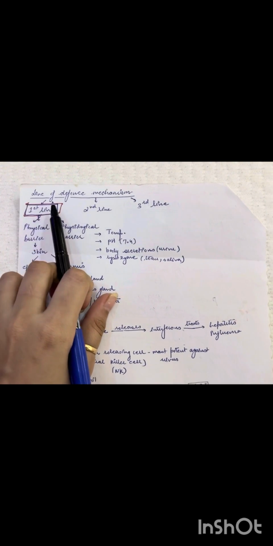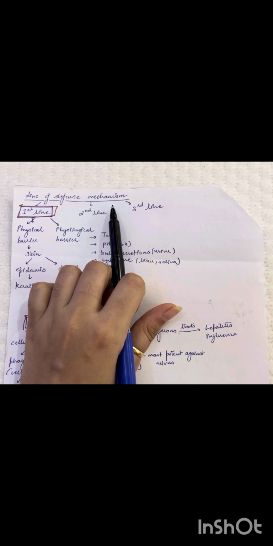getting a vaccine. On the other hand, how is passive immunity acquired? You receive ready-made defense. Those are antibodies, naturally from mother to the fetus, or artificially receiving ready-made antibodies like antisera, antitoxin, immunoglobulins. Next comes our three lines of defense mechanism.